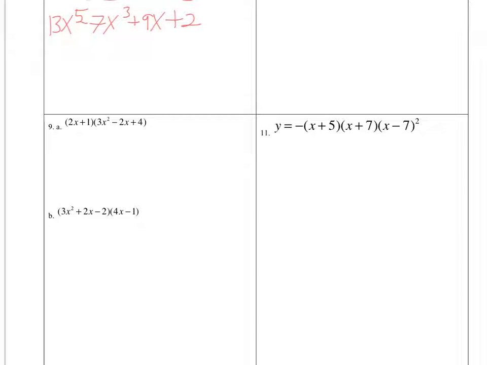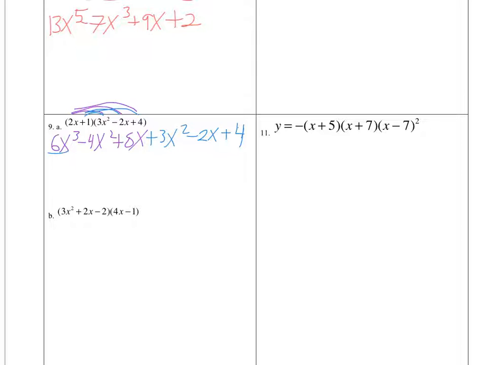Then we got some distribution going on here. 2x times 3x squared is 6x cubed. 2x times minus 2x is minus 4x squared. 2x times 4 is plus 8x. 1 times 3x squared is 3x squared. 1 times minus 2x is minus 2x. And 1 times 4 is plus 4.